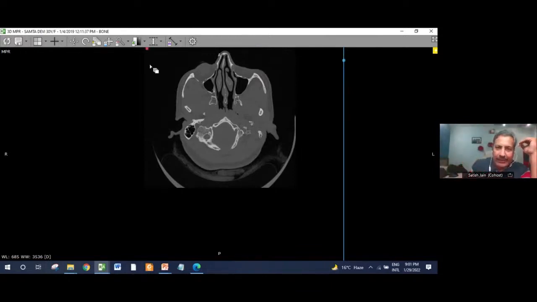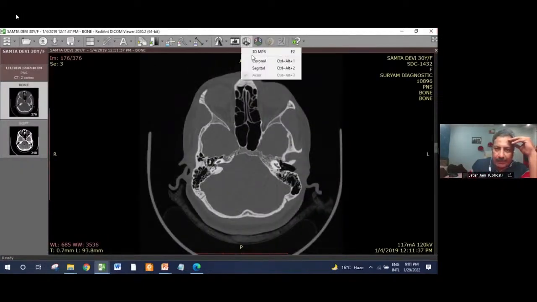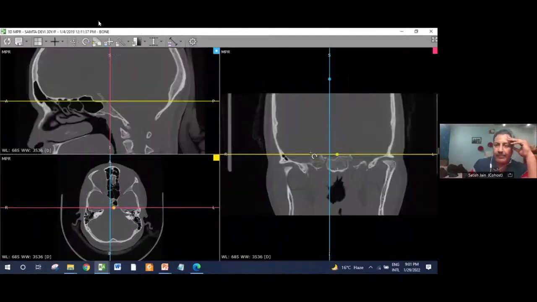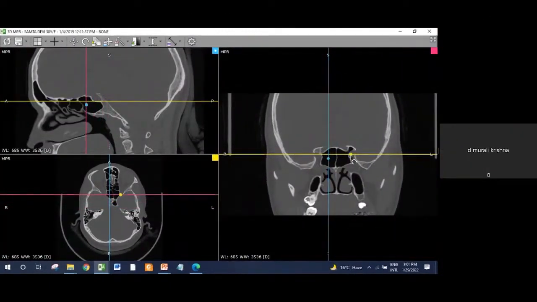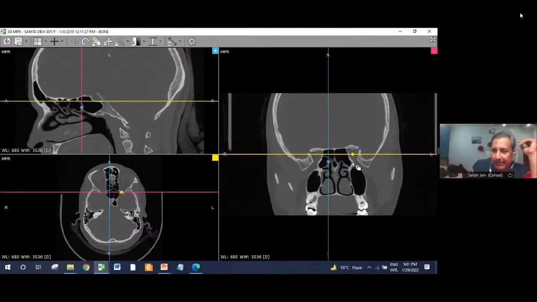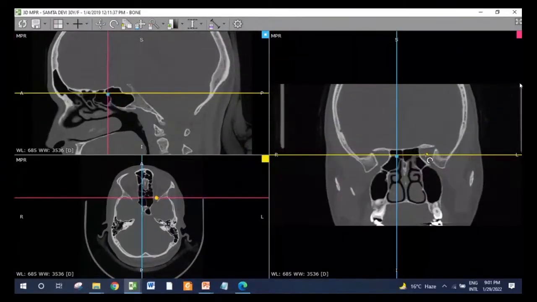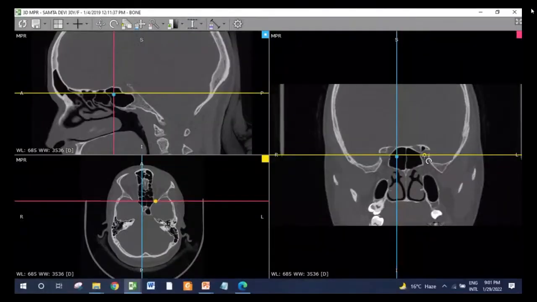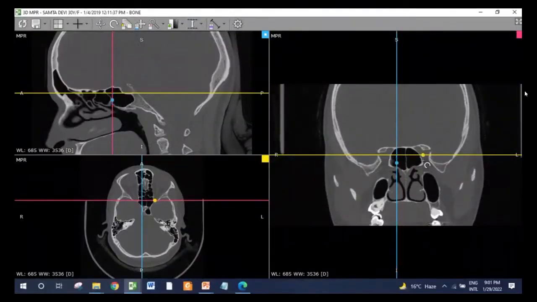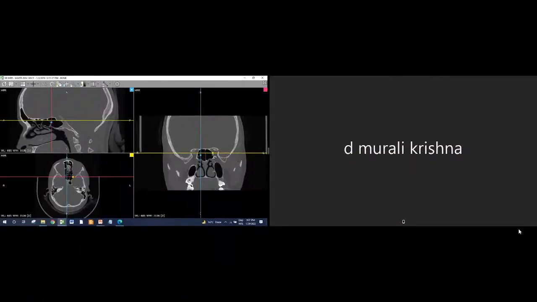Now, let me show you on CT scan, three-dimensionally. This is axial. Let me make it 3D. Now, if I am coming anteriorly, this is your cavernous sinus, and the sphenoid sinus. Above is the optic nerve, see, this is the optic nerve coming. And below here is the superior orbital fissure.